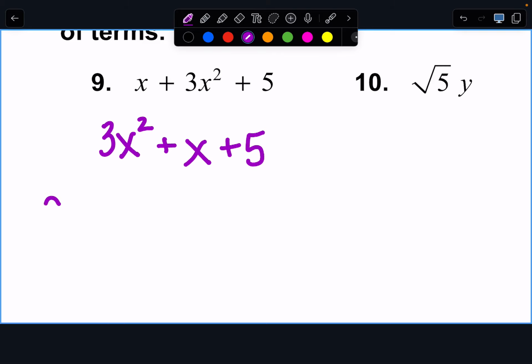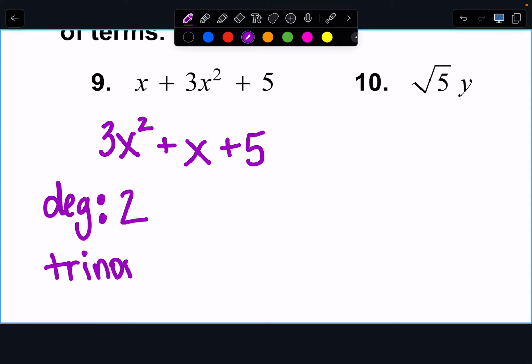What's the degree of this? It would just be 2. We go to the one term and we count its degree. Okay? What do we call 3? The coefficient. The 3 is the leading coefficient. Okay? Now, what kind of polynomial is it? It is a trinomial because there are 3 terms. So it's a trinomial of degree 2.